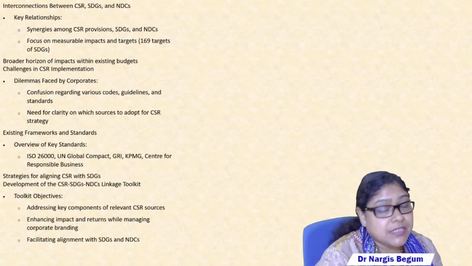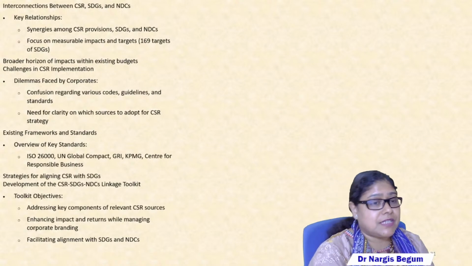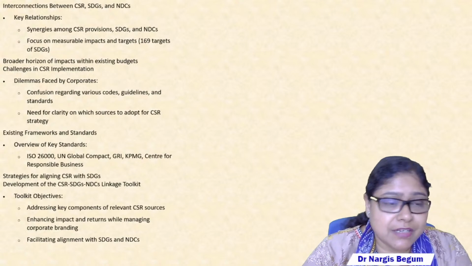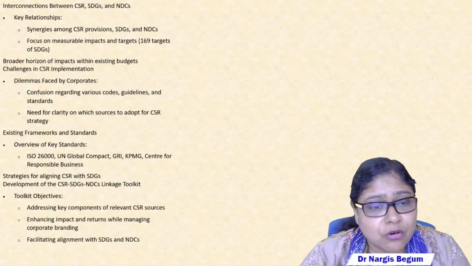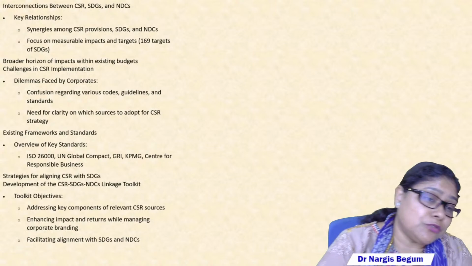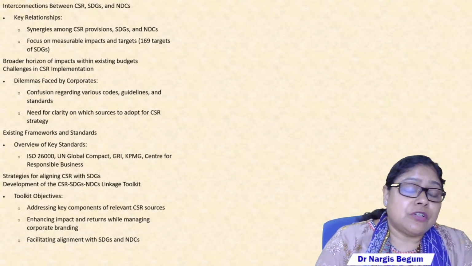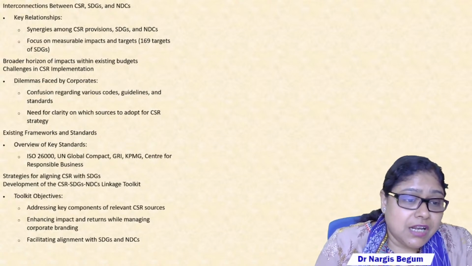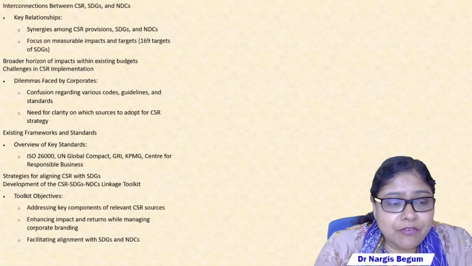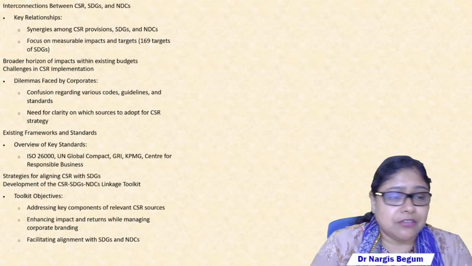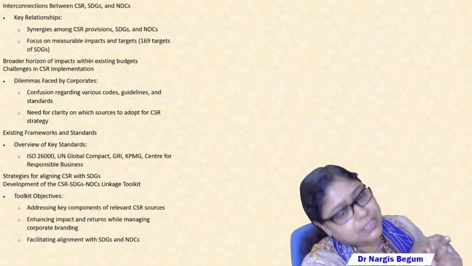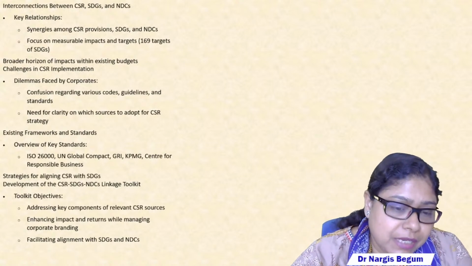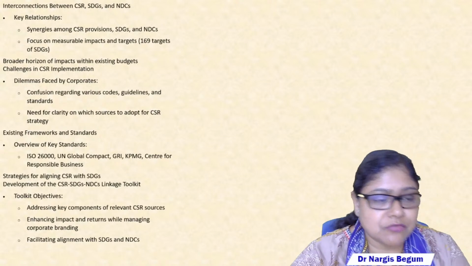Now, there are different important challenges for implementation of CSR. First and very important is the dilemma that is being faced by the corporates, wherein there is a confusion regarding various codes, disciplines, standards that are to be used in the company. There is a need for clarity on which sources to adopt for the CSR strategy. Now, when we are talking about the existing framework and standards, we can take into consideration ISO 26000, United Nations Global Compact, GRI, KPMG, Center for Responsible Business, so on and so forth.